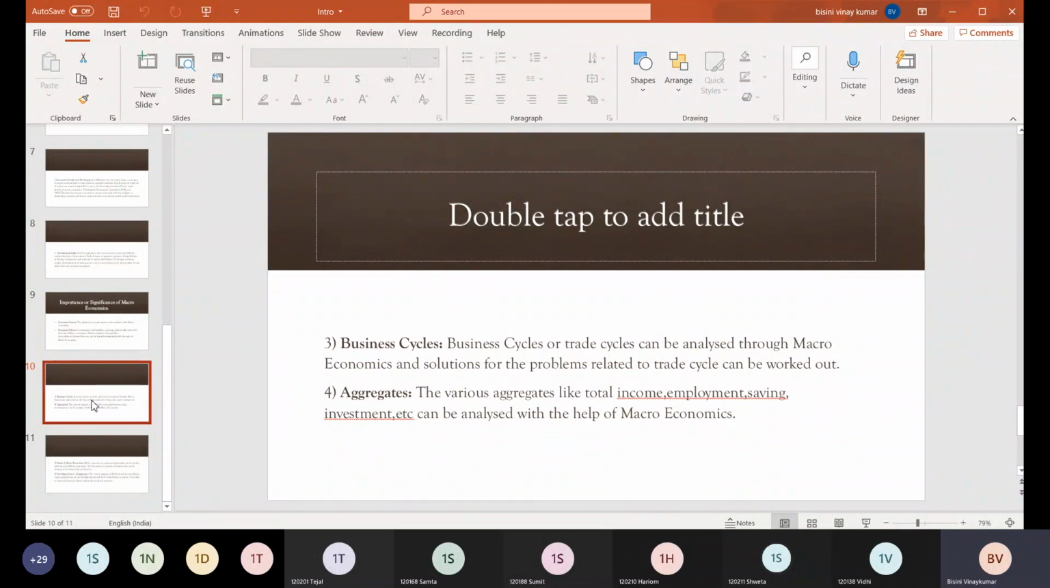What are the four phases of the business cycle? I already told you yesterday: depression, recovery, prosperity, and recession. These are the four phases of the trade cycle. Understood, all of you? Yes, ma'am.